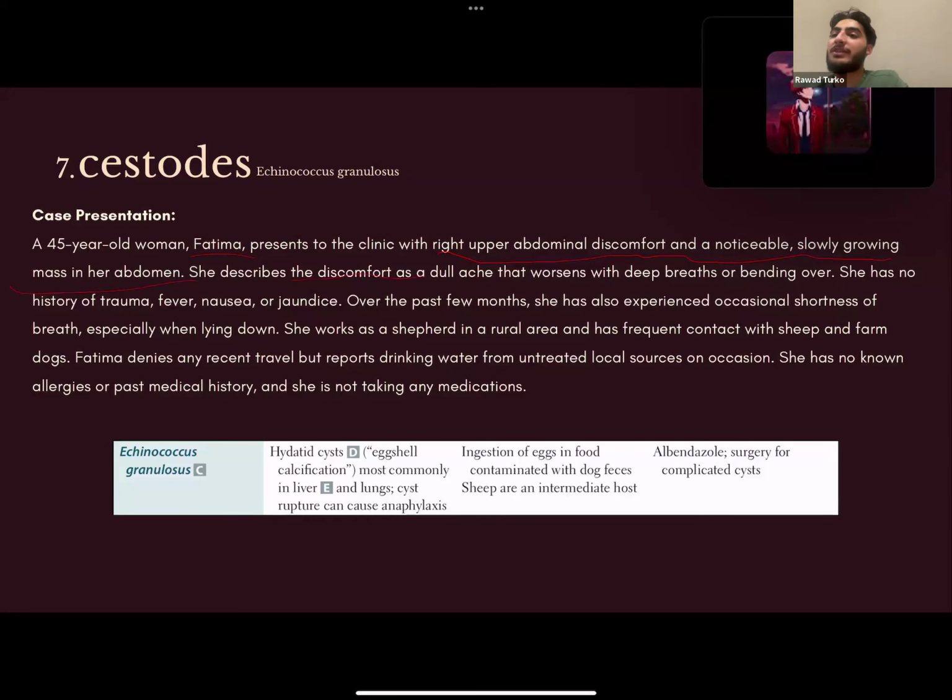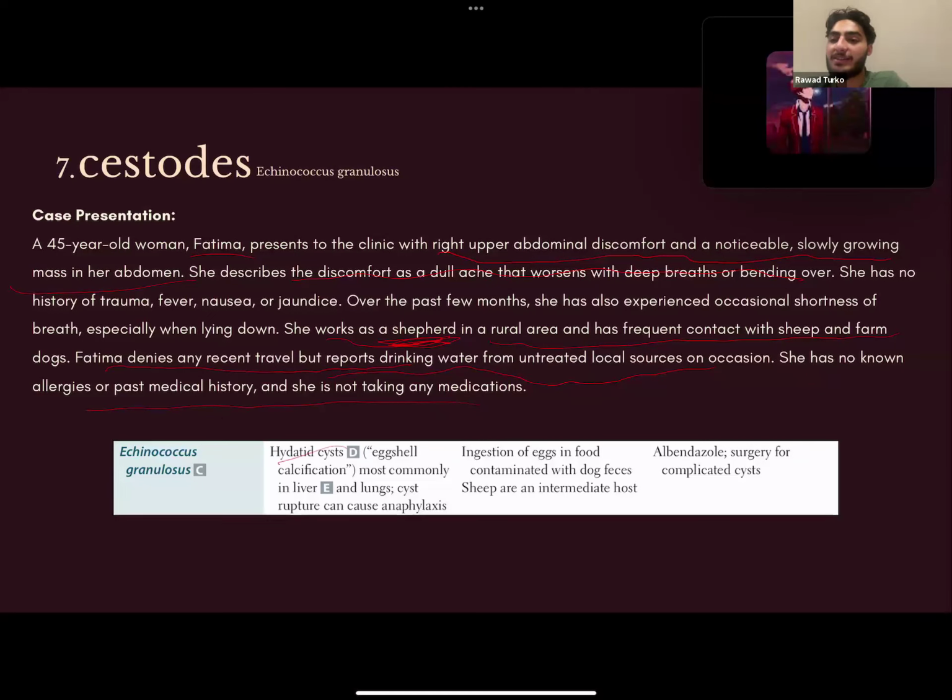The discomfort is a dull ache that worsened with deep breaths or bending over. She was a shepherd, so she's interacted with sheep and dogs in a rural area and has frequent contact with sheep and farm dogs. Fatima denies any recent travel, but reports drinking water from an untreated local source on occasion. So there are multiple ways that she was able to accidentally ingest these eggs. She has no known allergies or past medical history, and she's not taking any medications.